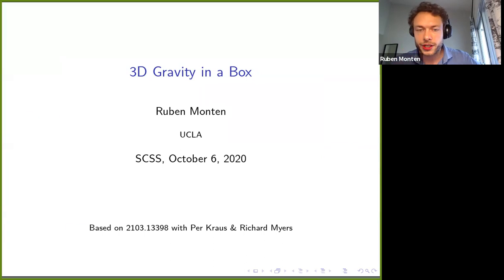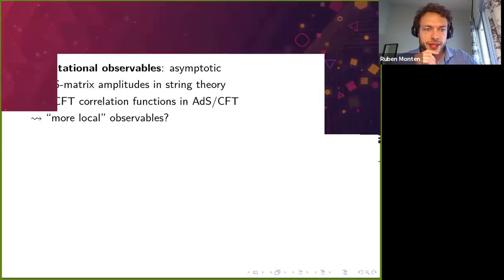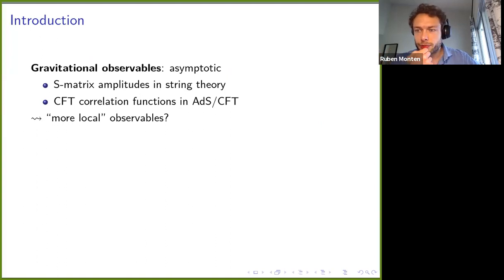So let me start with a brief introduction and motivation, picking some elements in the recent and not so recent literature that can give inspiration for the problem we're about to tackle. One of the basic observations is that in the gravitational theories that we know and love, the observables we can calculate tend to be asymptotic. I'm just giving two very well-known examples, which are S-matrix amplitudes in string theory, and conformal field theory correlation functions in AdS/CFT. So it seems like a natural question to ask whether or not we can, in principle, calculate more local observables. And that's one of the things we'll have in the back of our mind in this project.